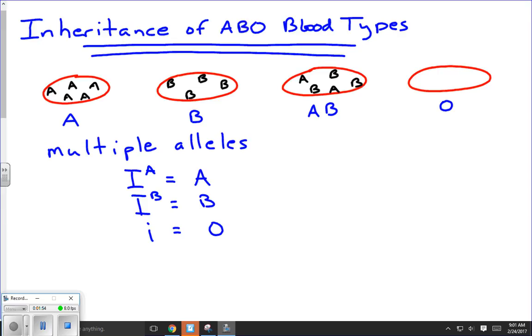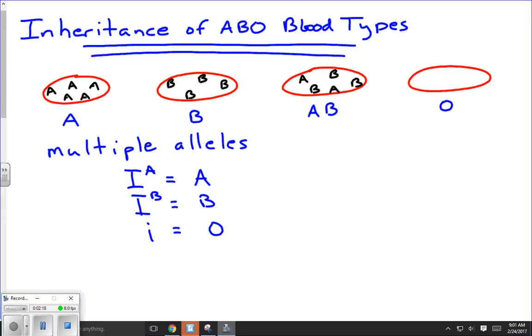Now, the reason we call this multiple alleles is that any particular individual can possess any combination of 2 of these alleles. You could possess a big IA and a big IB, you could have a big IA and a little I, you could have 2 little I's, you could have any combination of 2 of these. And in order to figure out the blood type, we have to know, well, what's dominant over what.